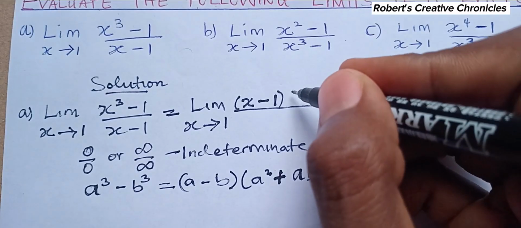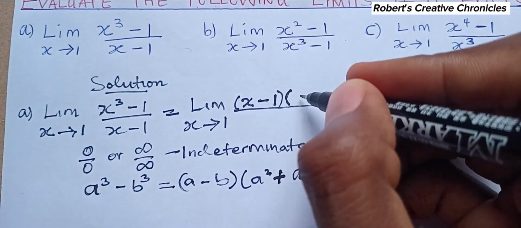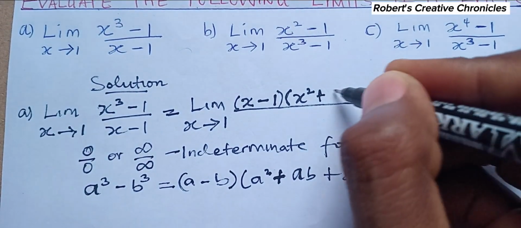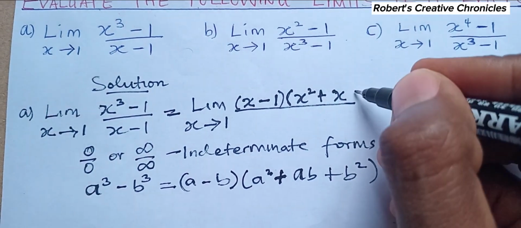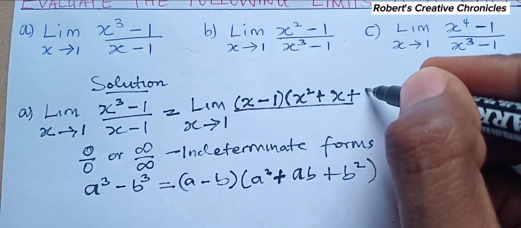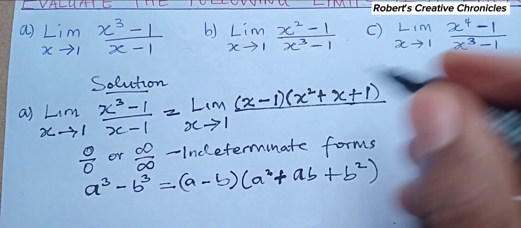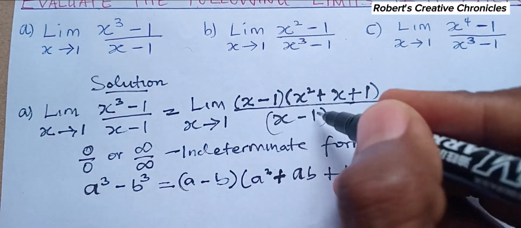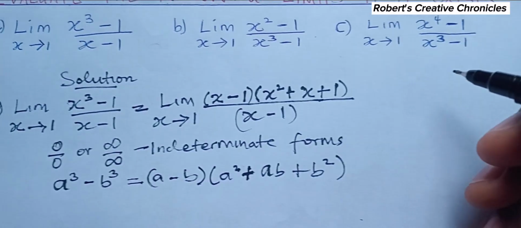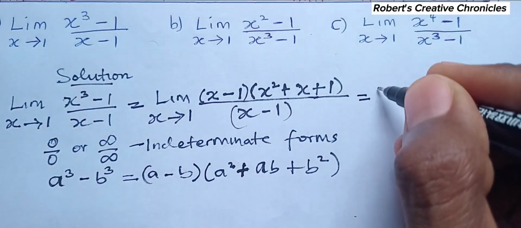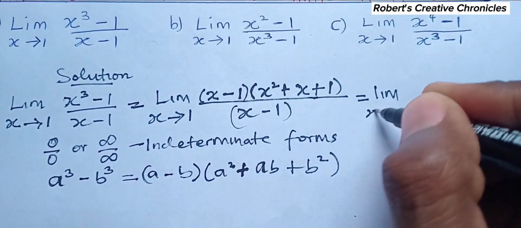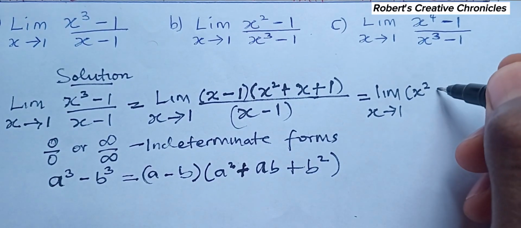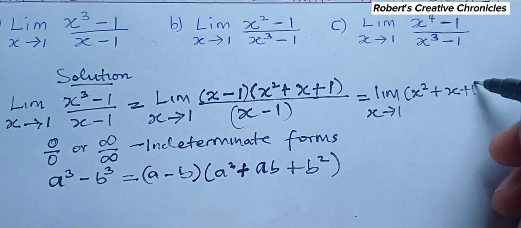So a square is x square, plus x times 1 is x, then 1 square is 1, over x minus 1. So this and this will go. So it becomes limit as x approaches 1, x square plus x plus 1.